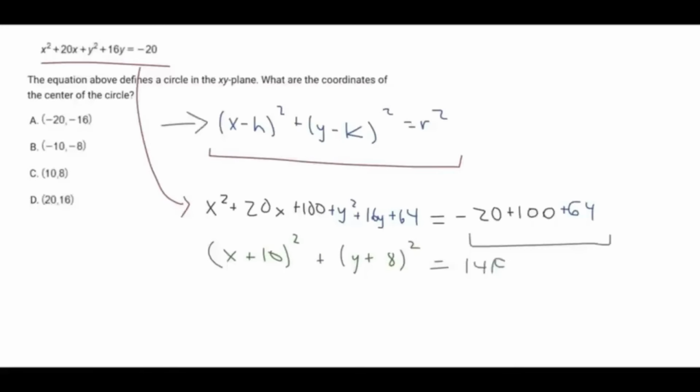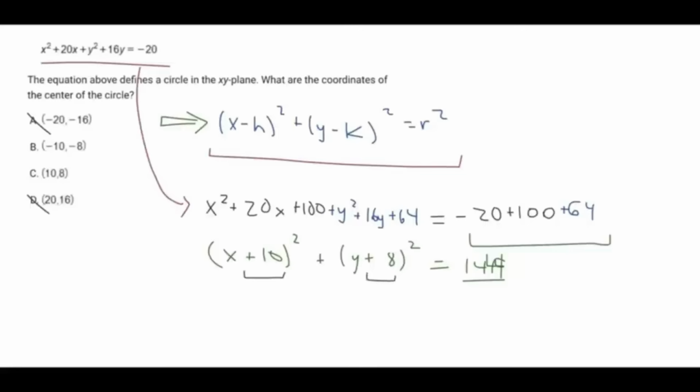Now it matches up with the circle formula, right? This is 144. That's messy. All right, 144. There we go. So now we can actually find the value. We know that it can't be any of these. It can't be 20 and 16, right? So is it positive or negative? Well, in our actual equation, it's positive 10 and positive 8. Does that mean those are the coordinates of the center of the circle?